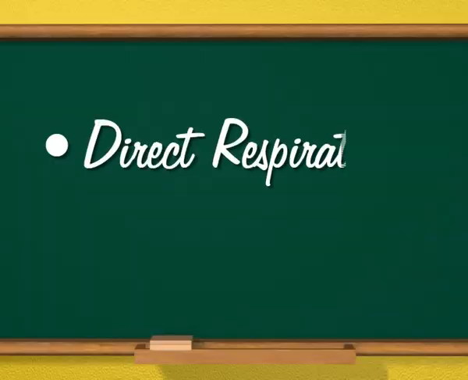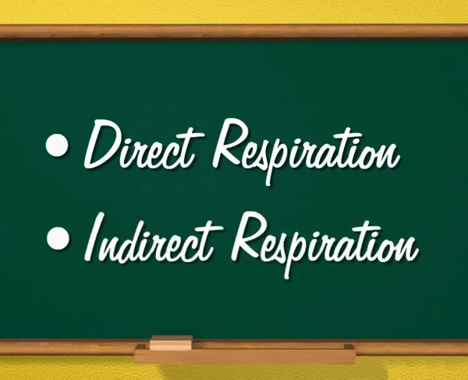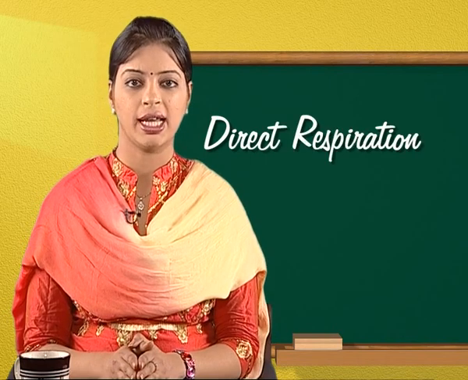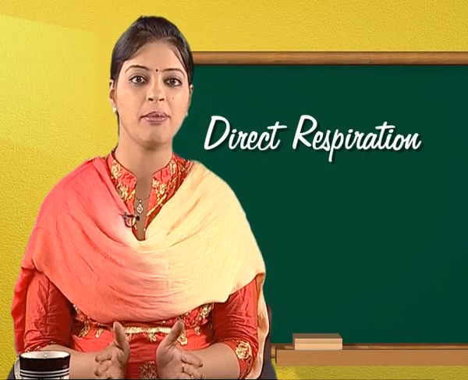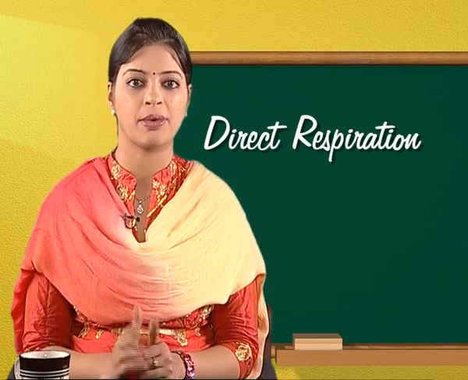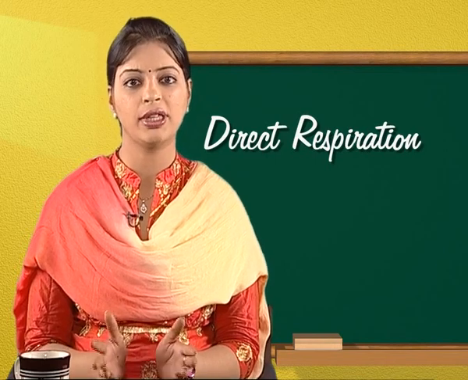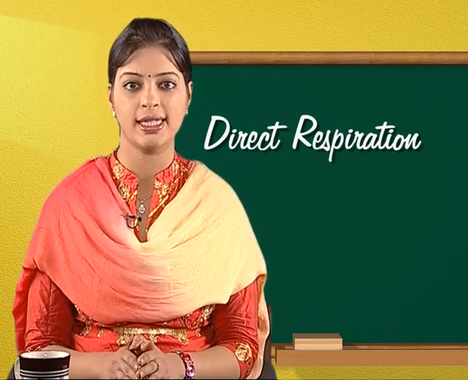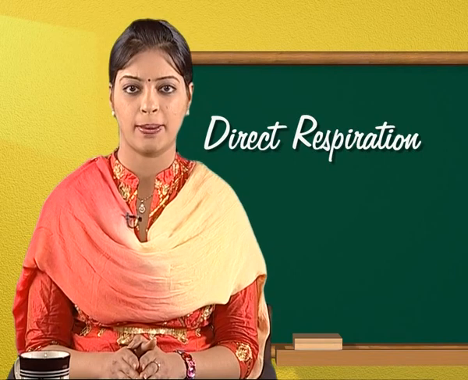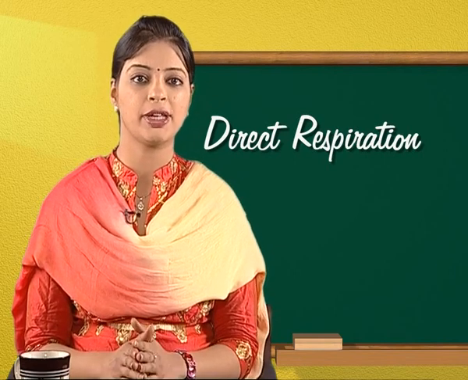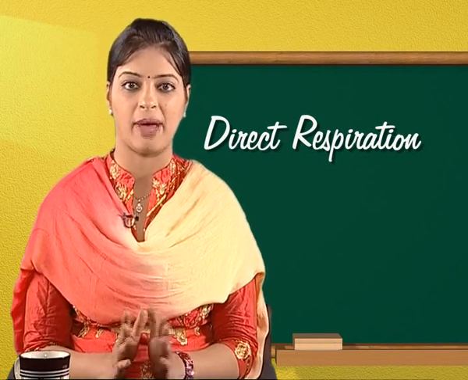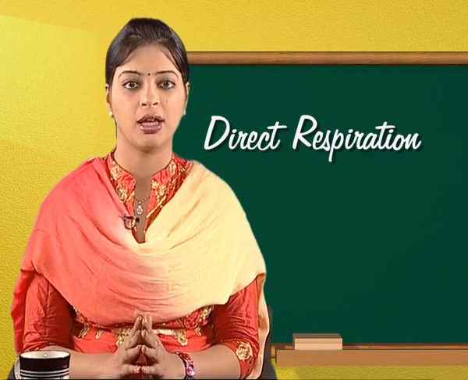Students, this aerobic respiration is of two main types: direct respiration and indirect respiration. If we talk about direct respiration, it is the exchange of environmental oxygen with the carbon dioxide of body cells without special respiratory organs and without the aid of blood. This type of respiration occurs in aerobic bacteria, flatworms, roundworms, etc.